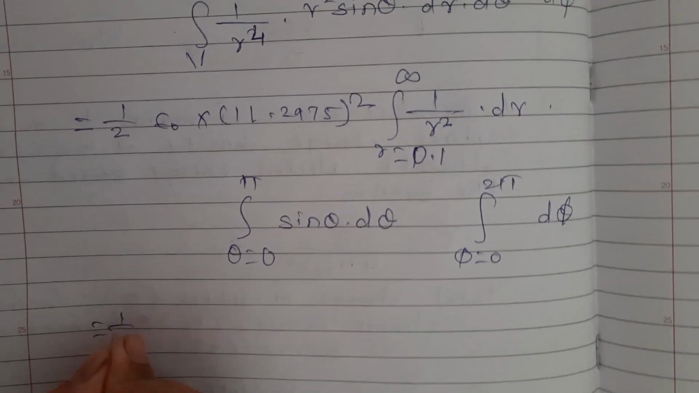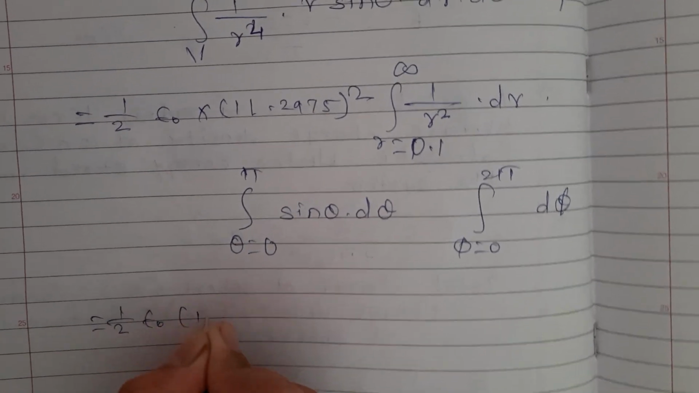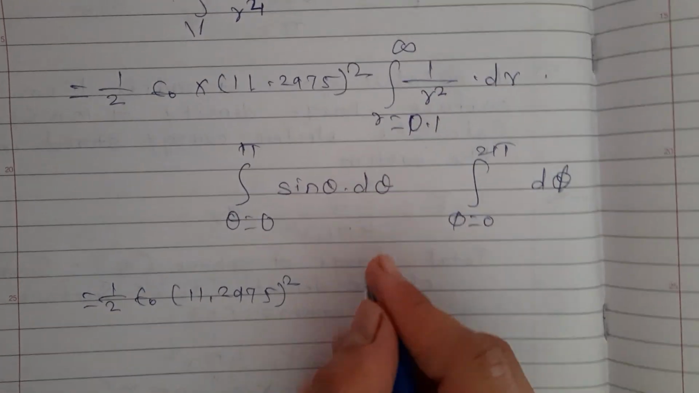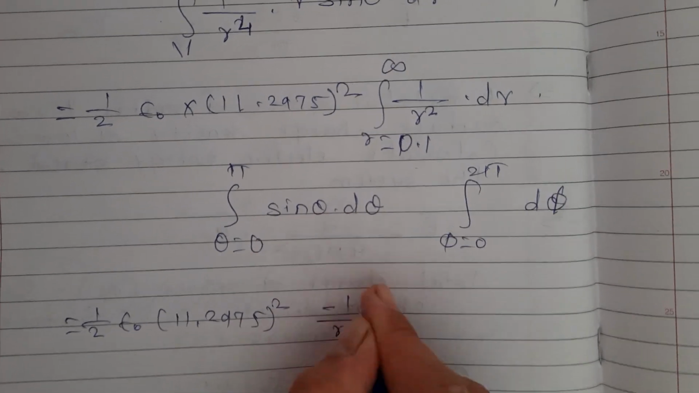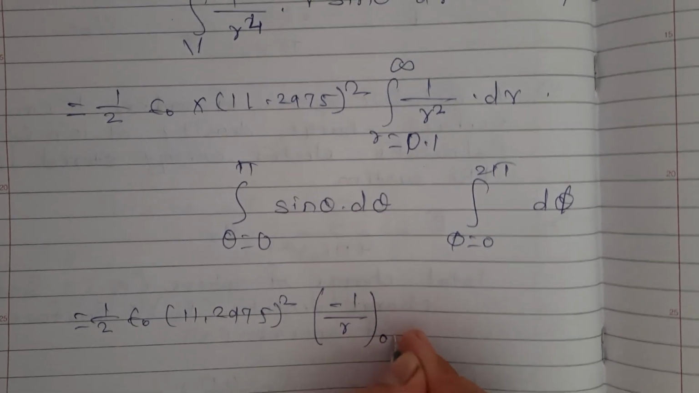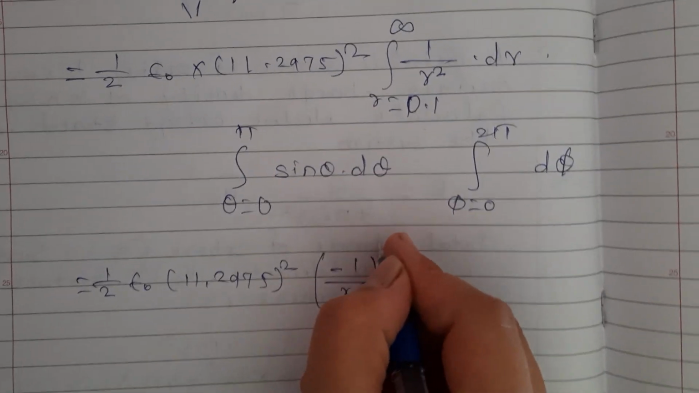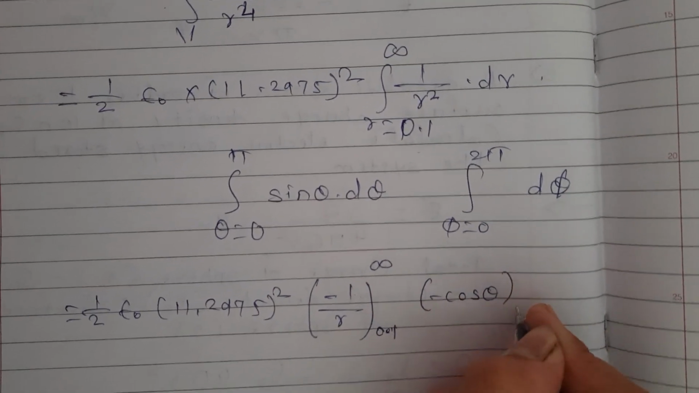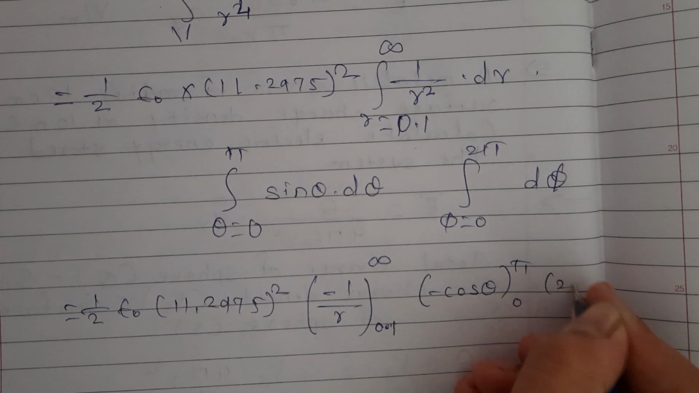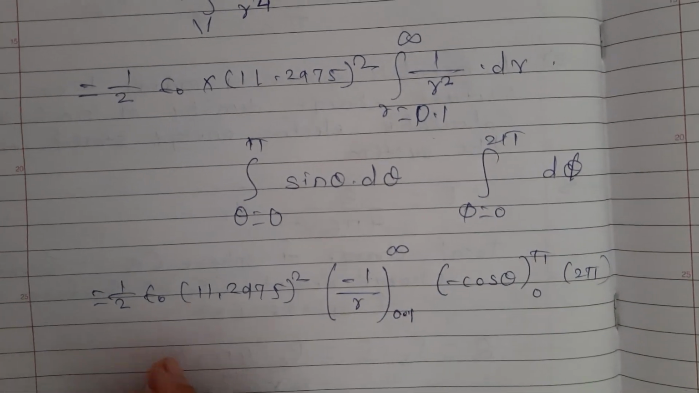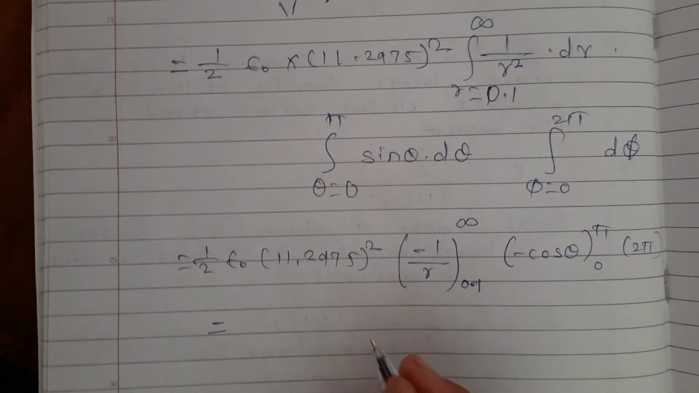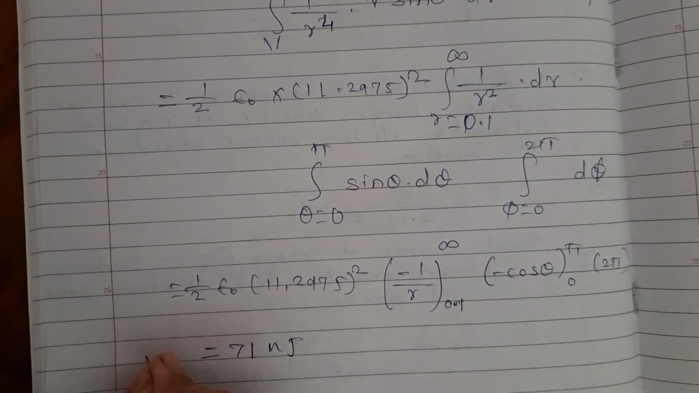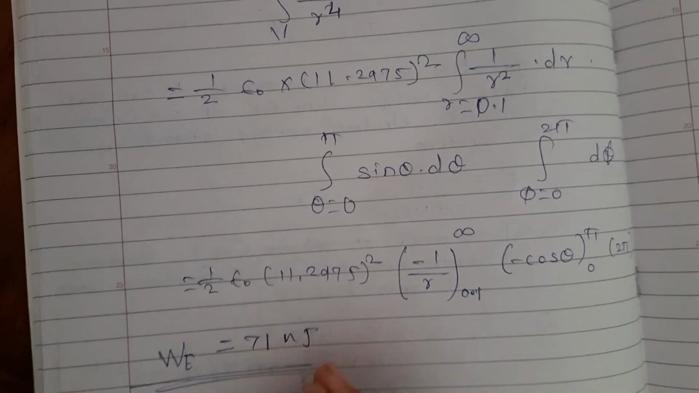So it is 1 by 2 epsilon 0 into 11.2975 square, taking the integration: r from 0.1 to infinity, minus cos of theta from 0 to pi, and it is 2 pi. So solving, the answer is 71 nanojoule. Thank you.